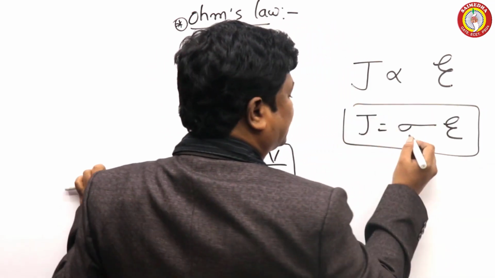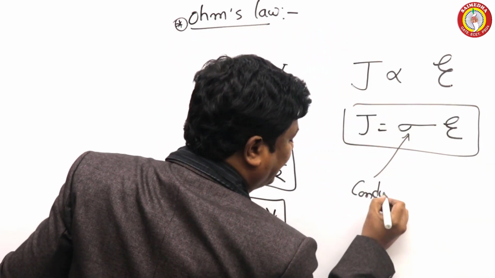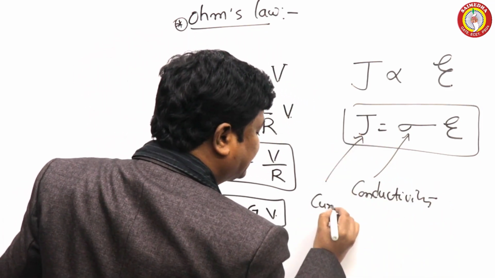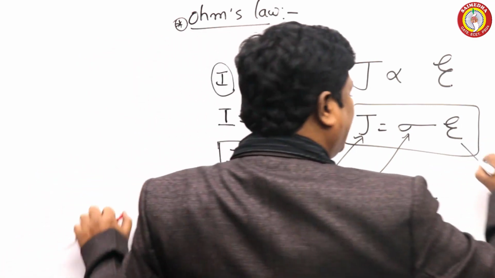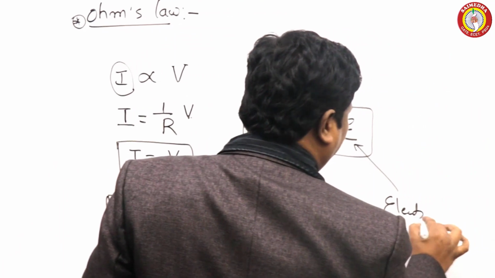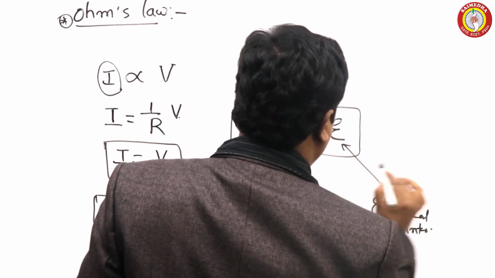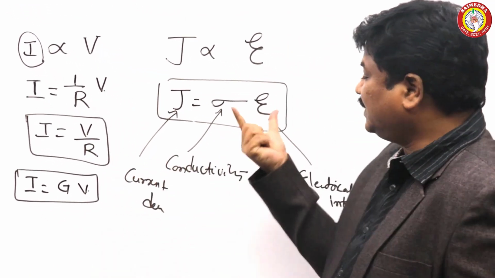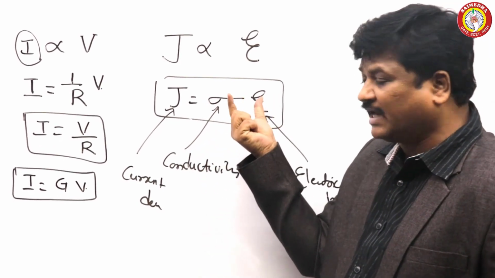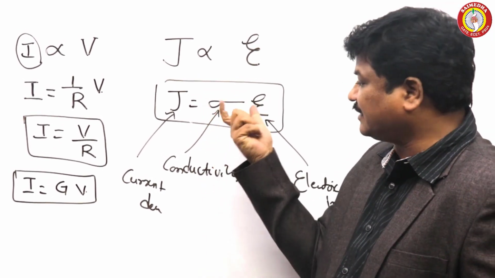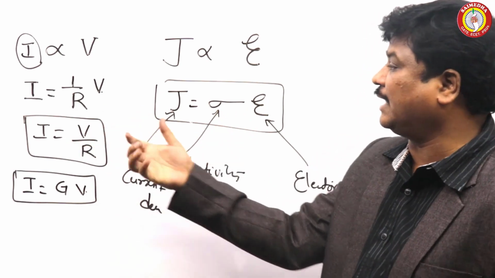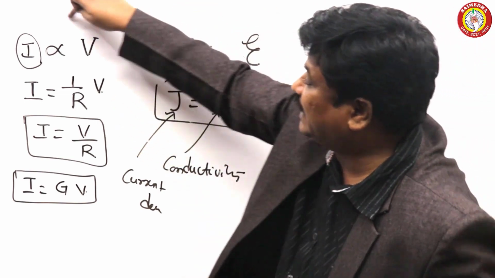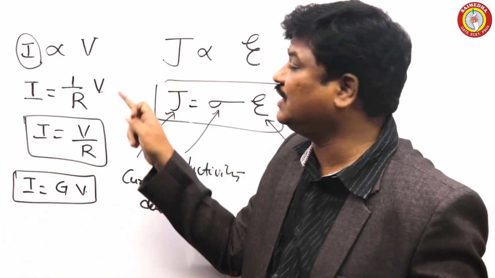What is sigma called? Sigma is called conductivity, J is called current density, and E is called electrical intensity. But this is Ohm's law, and this one is also Ohm's law. This is the Ohm's law applicable to electromagnetic fields, that is for vector analysis, vector based. This one is based on scalar. When we are talking about electromagnetic fields, we use this relation. When we are talking about electrical circuits, in most cases we use this relation.